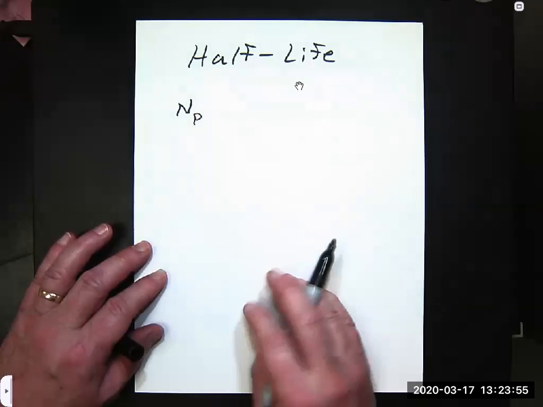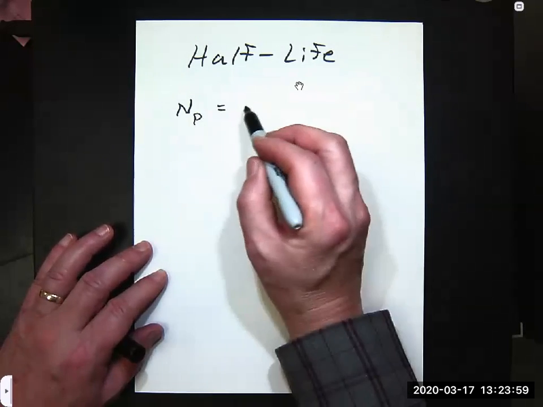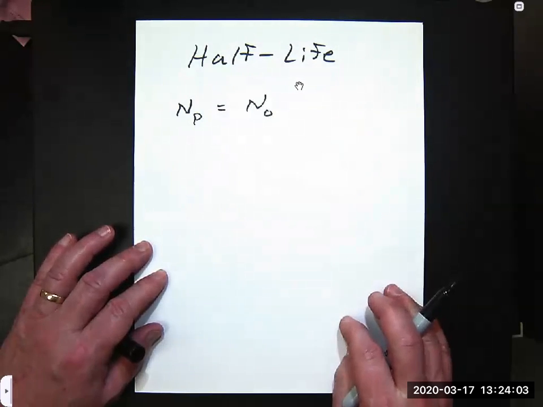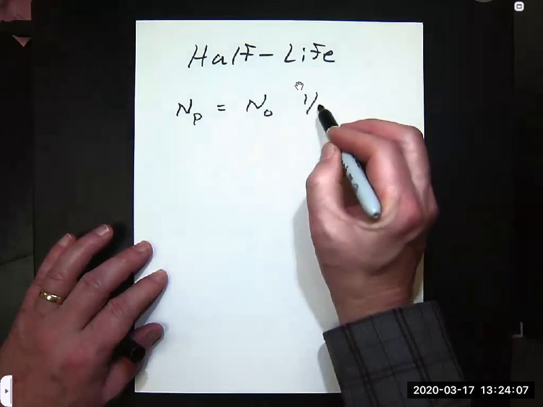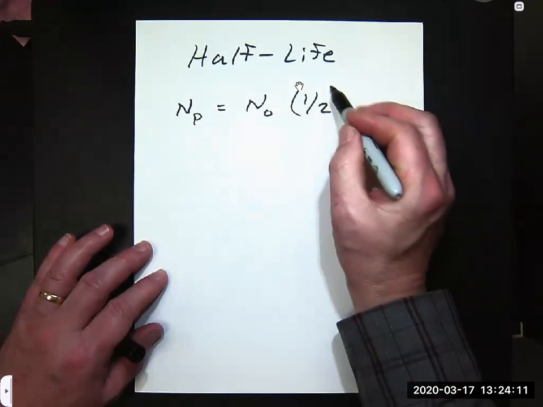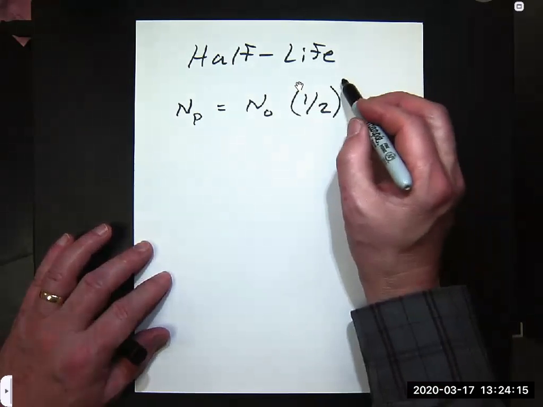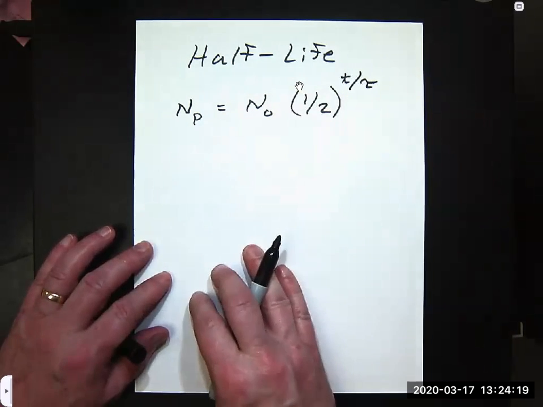So the amount of the parent substance, capital N, is equal to however much you start with, which has a subscript 0, and then, depending on how many half-lives have occurred, you take 50% of that material for each half-life. Okay, so that's the equation.